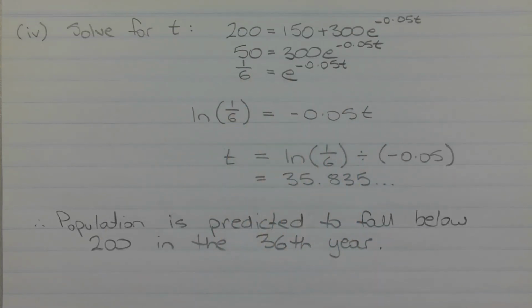Taking the natural logarithm of both sides, that is log base e of both sides of the equation, we get ln of 1 over 6 is equal to negative 0.05t. This is to eliminate this raising to the base e on the right-hand side. Rearranging this equation to make t the subject, we get t is equal to ln of 1 over 6 divided by negative 0.05, which equals 35.835, and so on. Interpreting this result, therefore the population is predicted to fall below 200 in the 36th year.